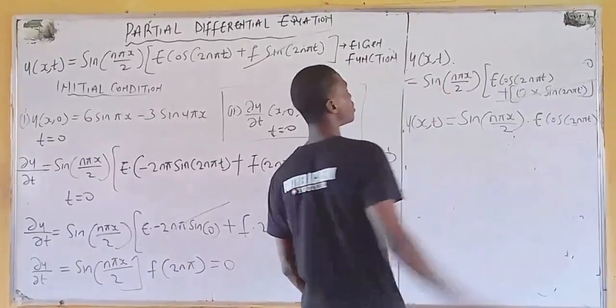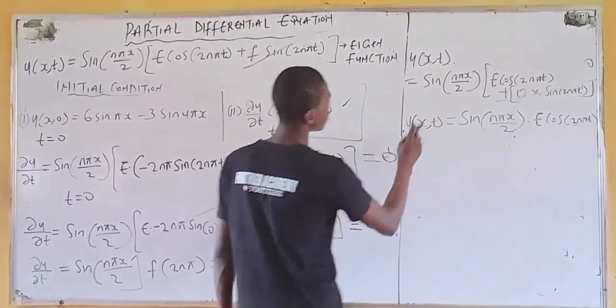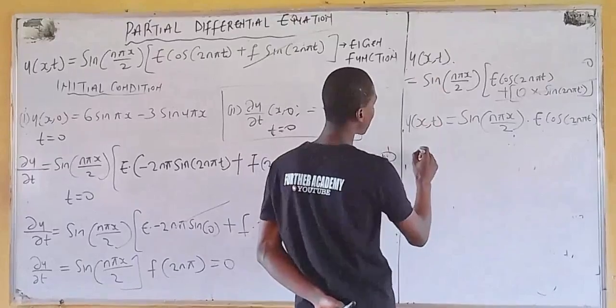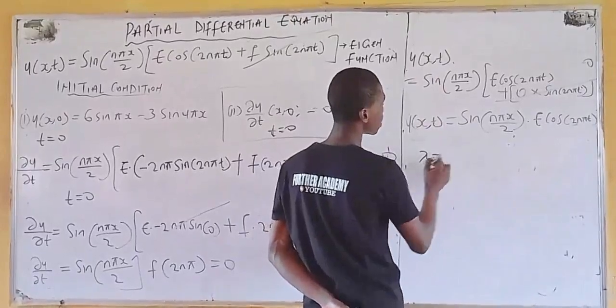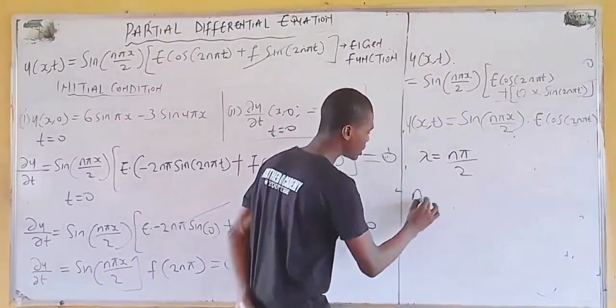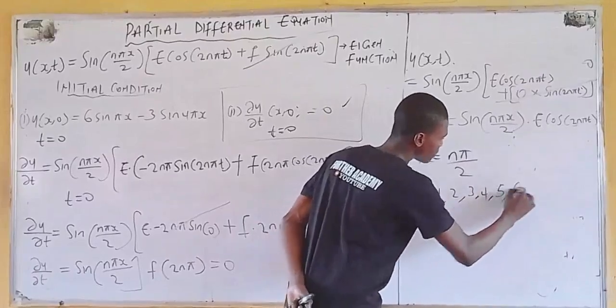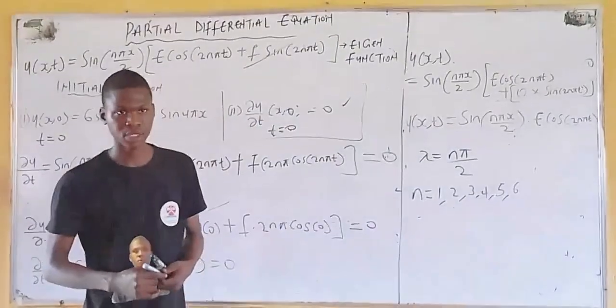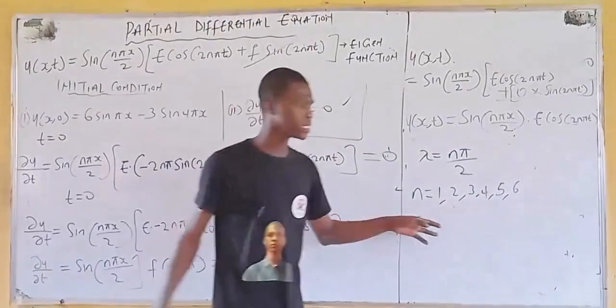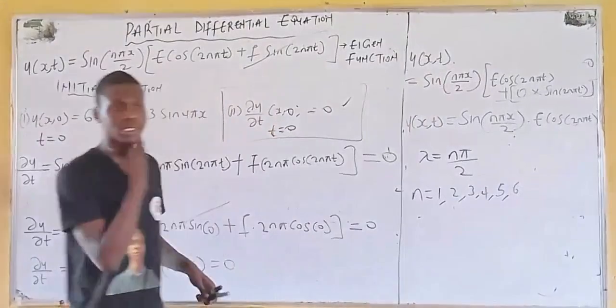Okay, now I said this is our new wave equation. From this new wave equation, we have lambda equals n pi over 2, where n equals 1, 2, 3, 4, 5, 6, right? Are you getting me? Where n equals 1, 2, 3, 4, 5, 6, right?